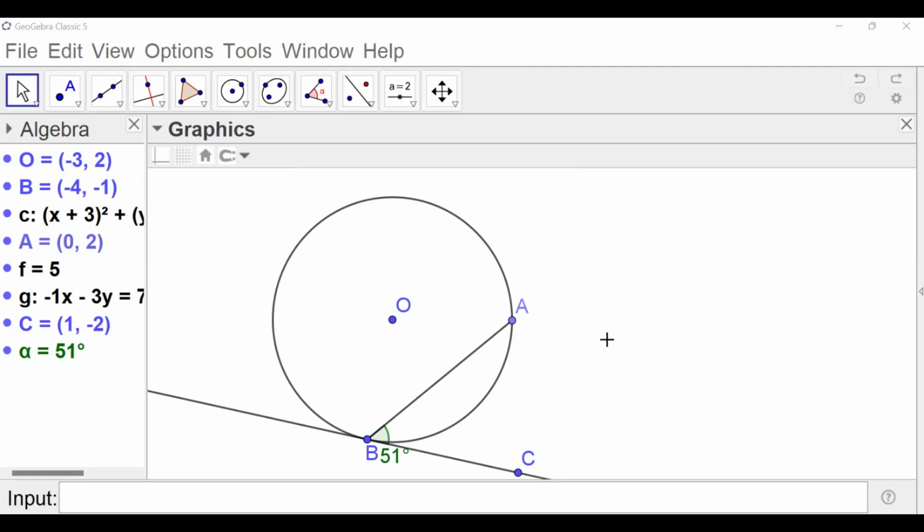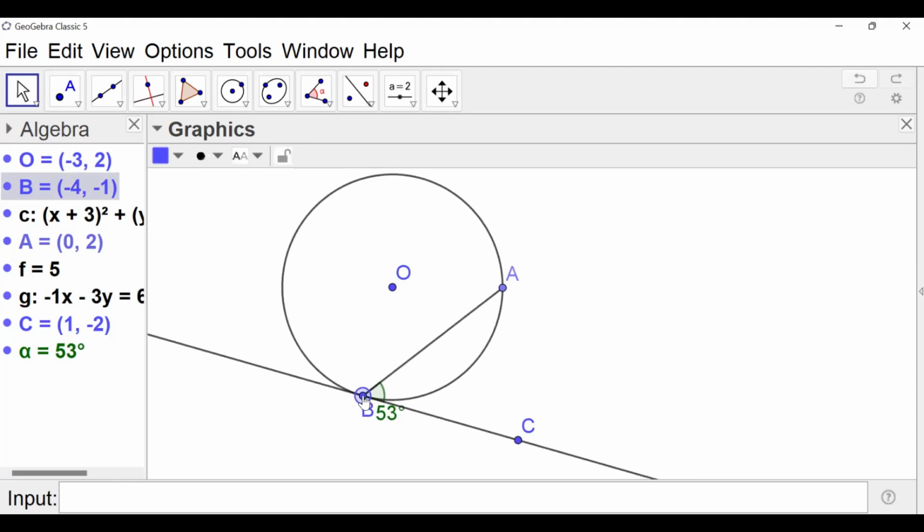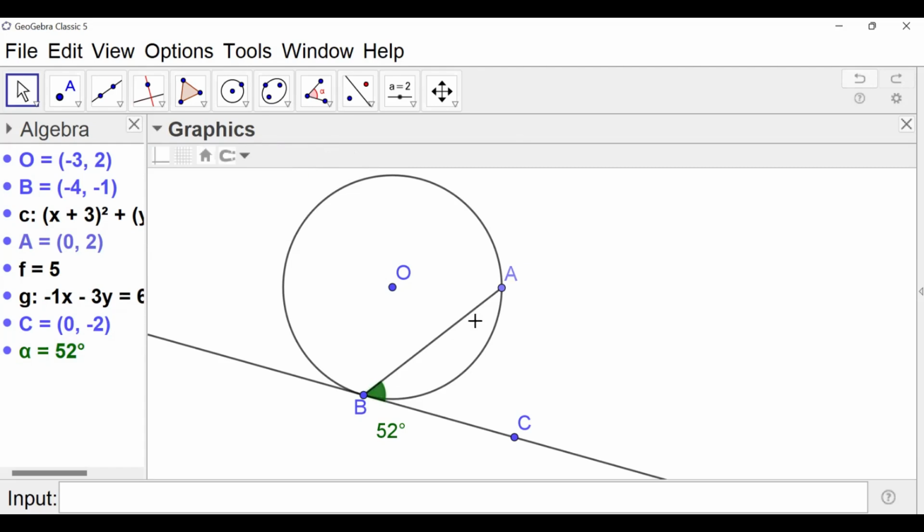So now I have this. A little bit. Okay. I want to lock this up. Okay, beautiful. So I have this 52 degrees, and that is the angle here. So that's the angle between the chord AB and this tangent.